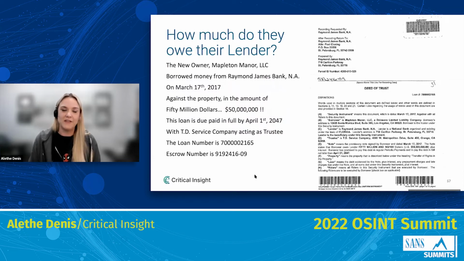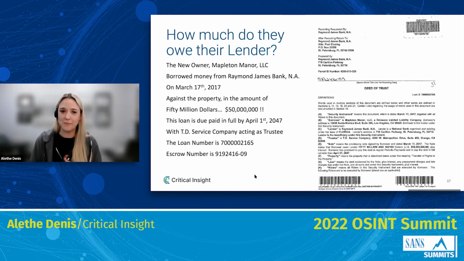We can also see that there is a loan that was put of record through that recording of the deed of trust, which came a few months after they actually acquired title on the property. So the new owners took out a loan or borrowed money from Raymond James Bank on March 17th of 2017, and they borrowed $50 million against this piece of property, which is supposed to be paid off by April 1st of 2047, which is normal, about a 30-year loan. And TD Service Company is acting as the trustee to certify and then record the reconveyance of the deed of trust once this is paid off.